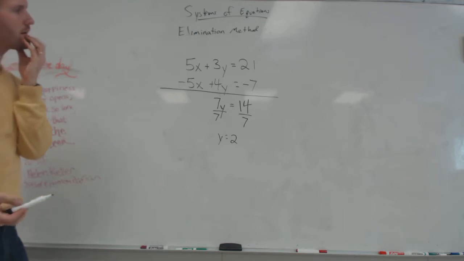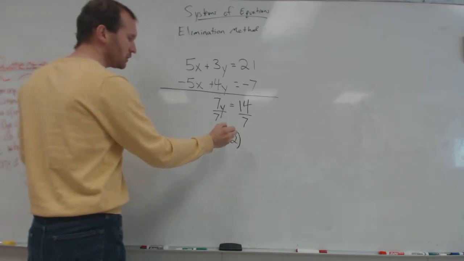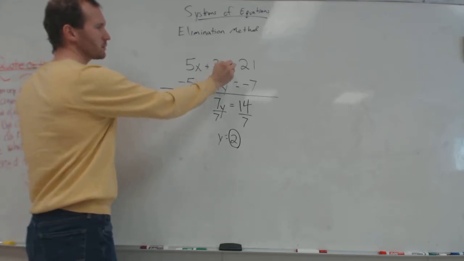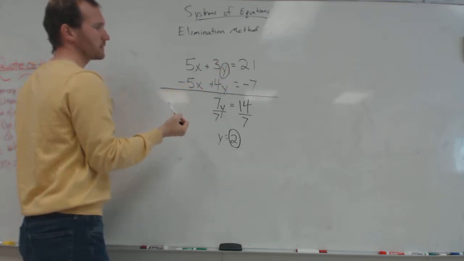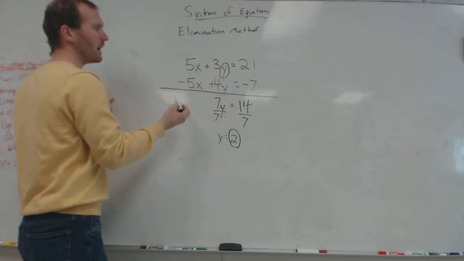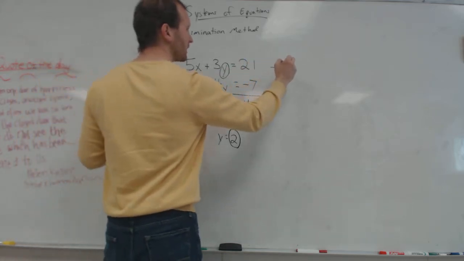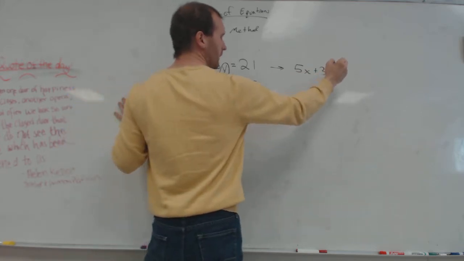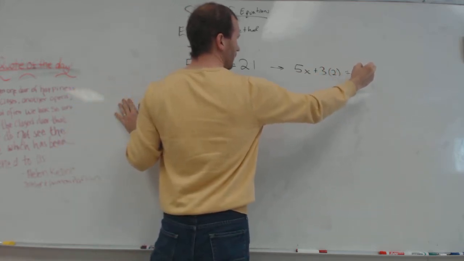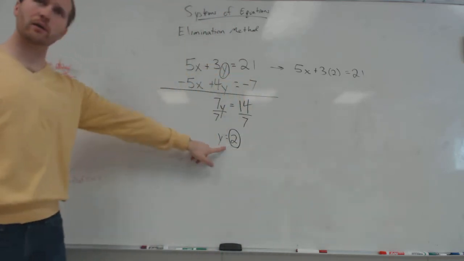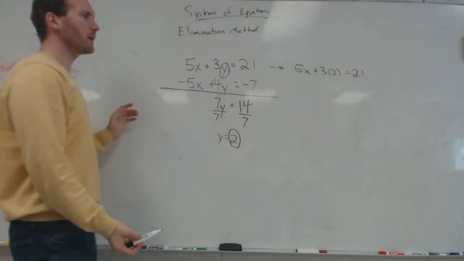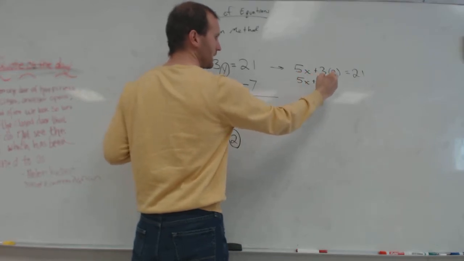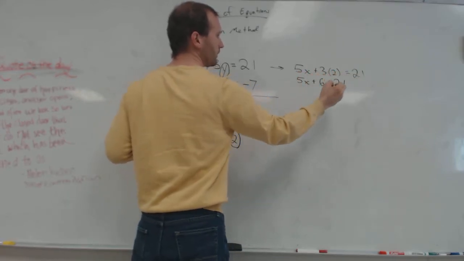But how do I find x? You would plug in y. Yeah, we have to plug in this 2. Let's choose the equation that has no negatives in it, which is this one. So I'm going to put a 2 in for the y. I'm simply going to rewrite this equation. 5x plus 3, but instead of y, I'm going to write a 2, because I already found that y is 2. So now I have to solve this. 5x plus 6 equals 21.